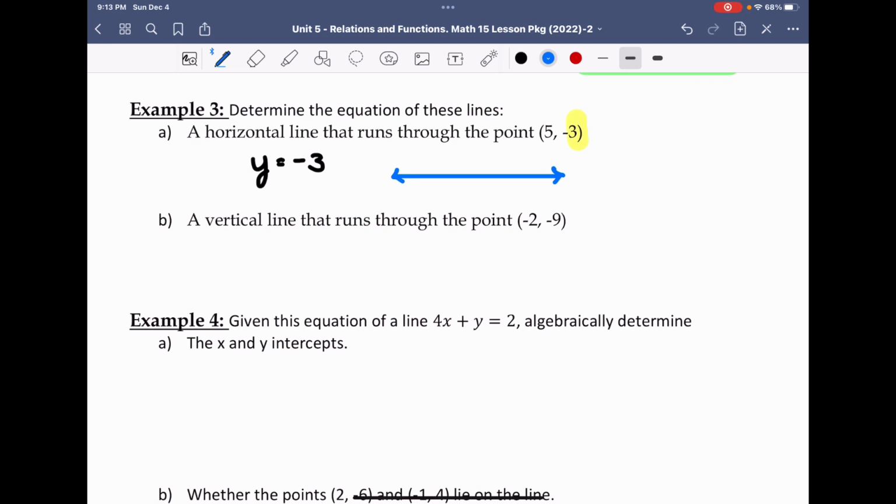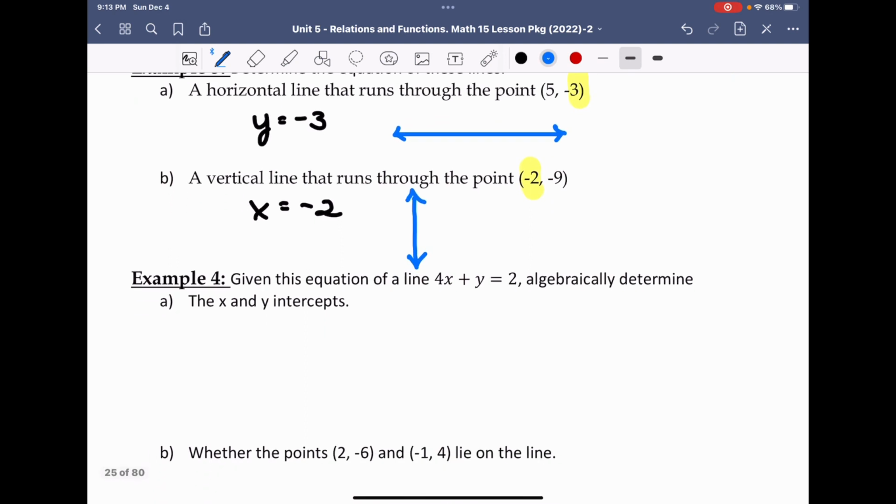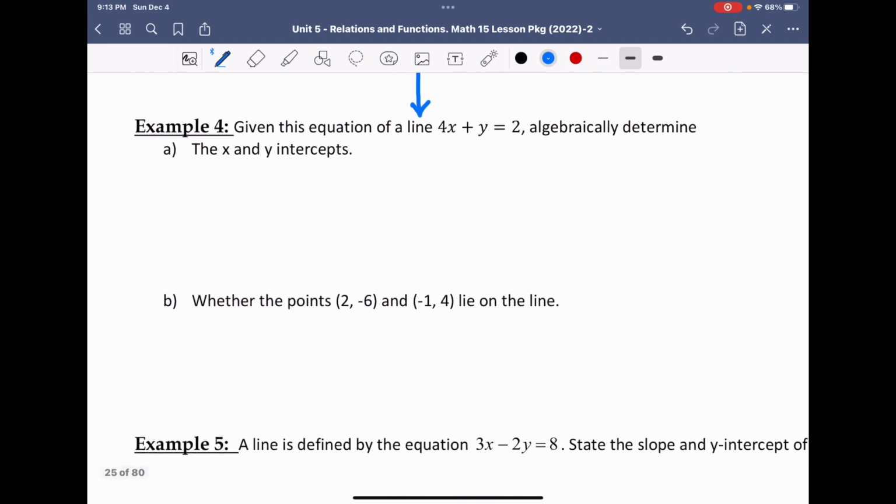Similarly, if I have a vertical line instead, a vertical line has the same x value for every single point. So if I look at this, it would be that x is equal to -2, or whatever that x value is there, because we know that it shares a consistent x value for all the y points. Example 4, given the equation of a line, let's algebraically determine the x and y-intercepts.